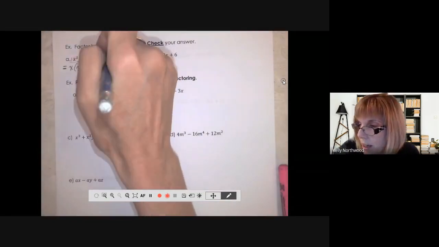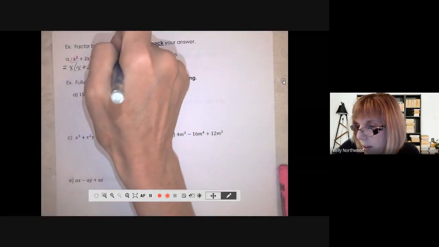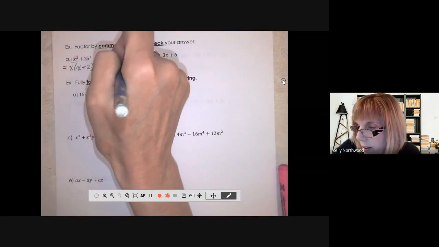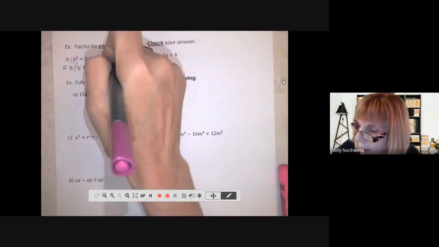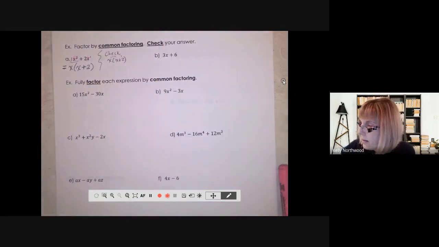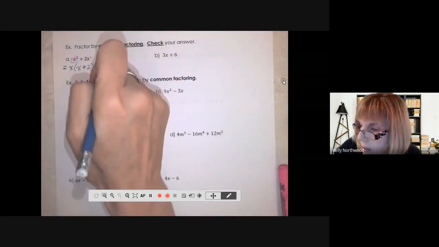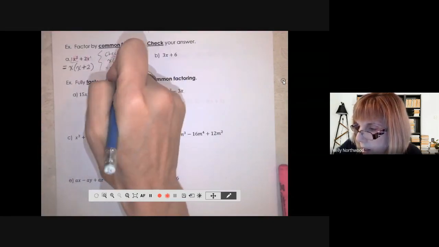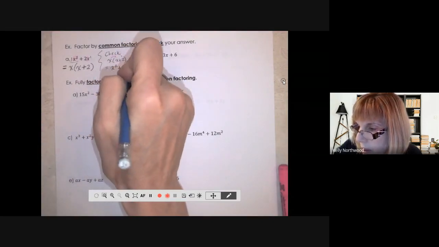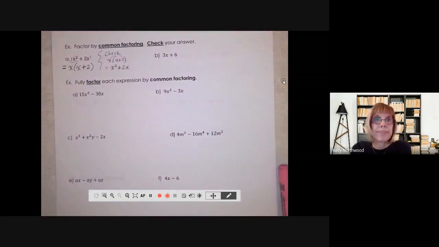And then we can do a check. Check by expanding. So x times x is x squared. X times positive 2 is positive 2x.